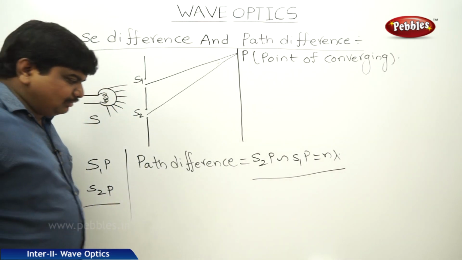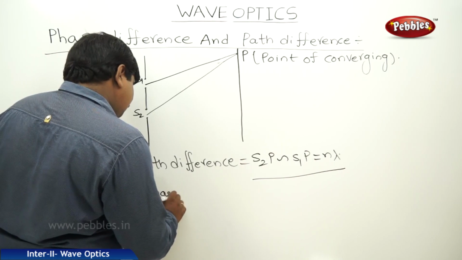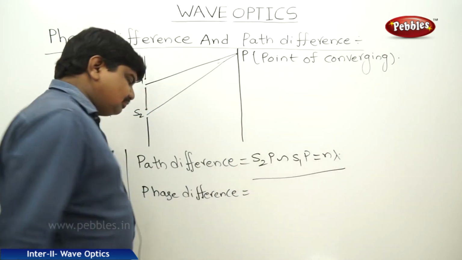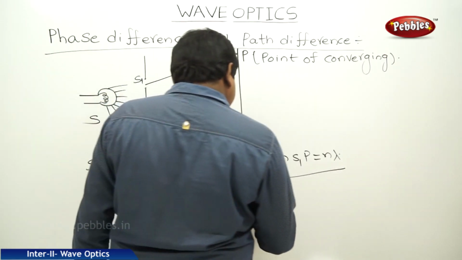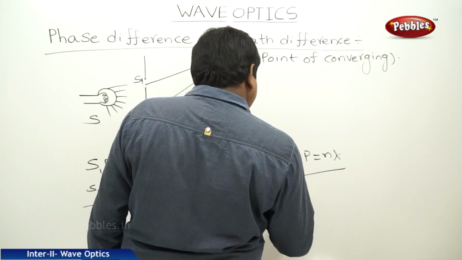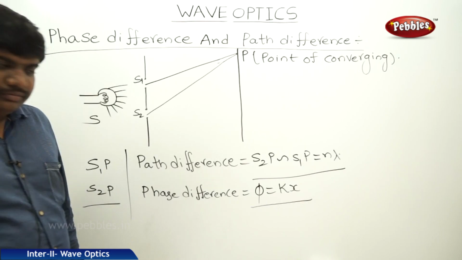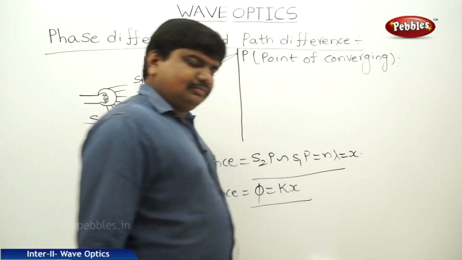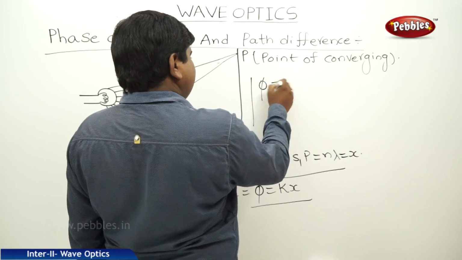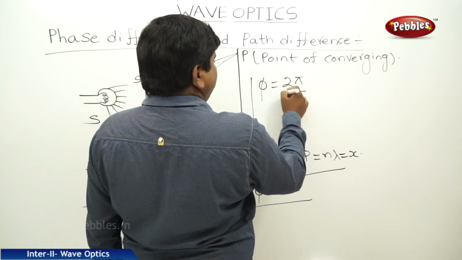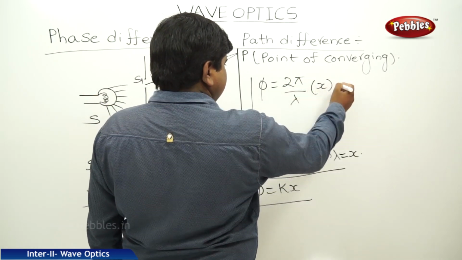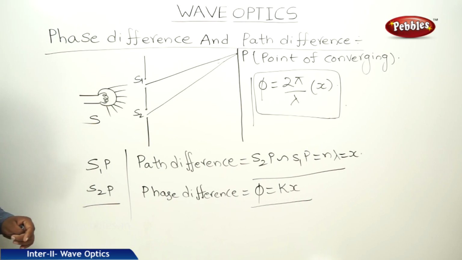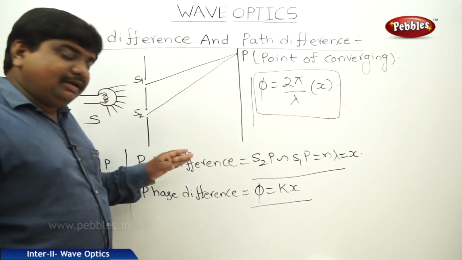So phase difference is equal to 2 pi by lambda into x, or phi is equal to kx. k is the wave constant, and this n lambda is x. Therefore, phi is equal to 2 pi by lambda into x. This is the relationship between phase difference and path difference.